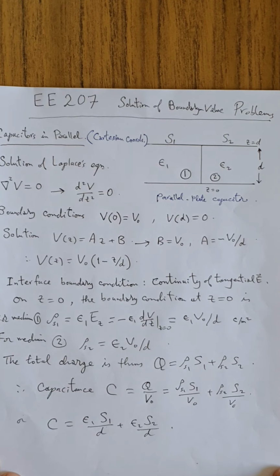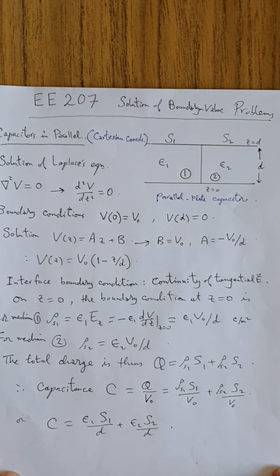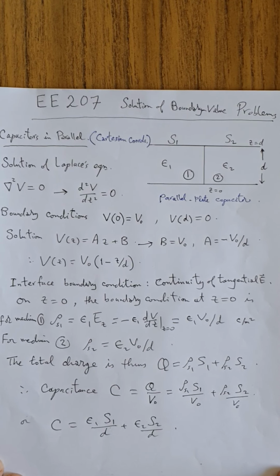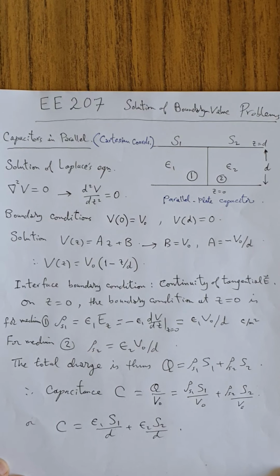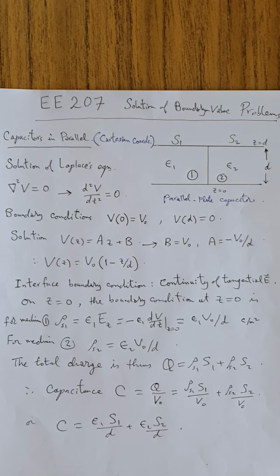The total charge is thus Q equal to rho S1 times the area S1 of the first plate plus rho S2 times S2, giving the capacitance C equal to epsilon 1 S1 over d plus epsilon 2 S2 over d, which is the capacitance of two capacitors in parallel.